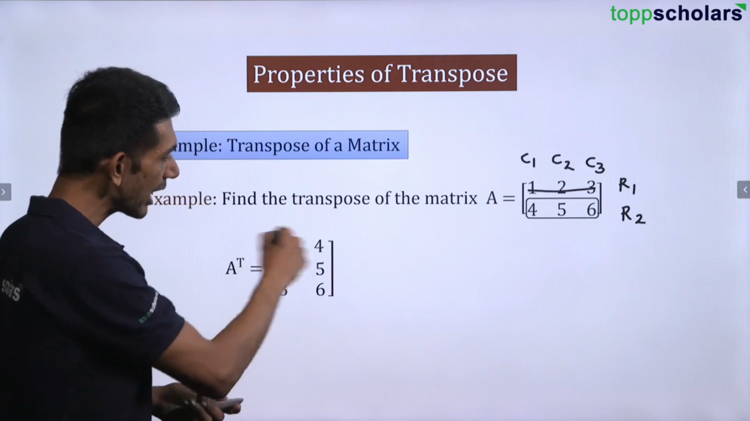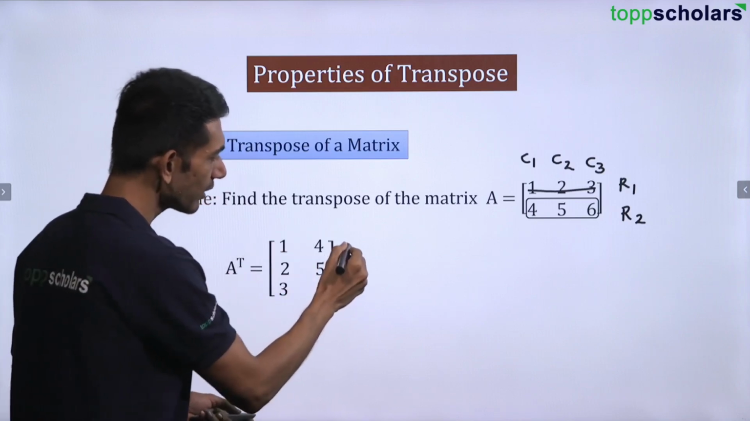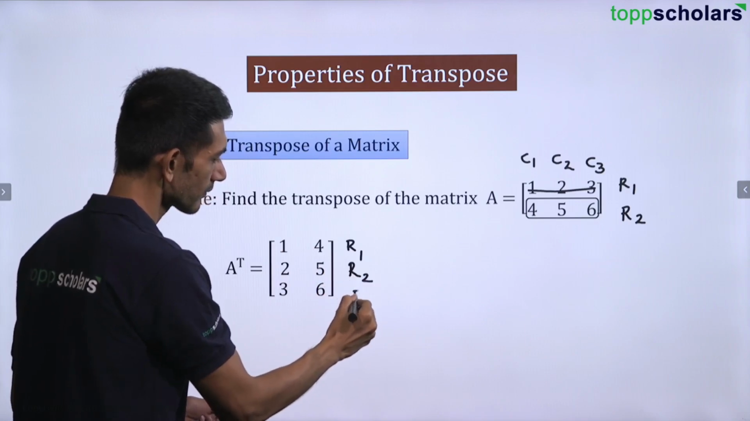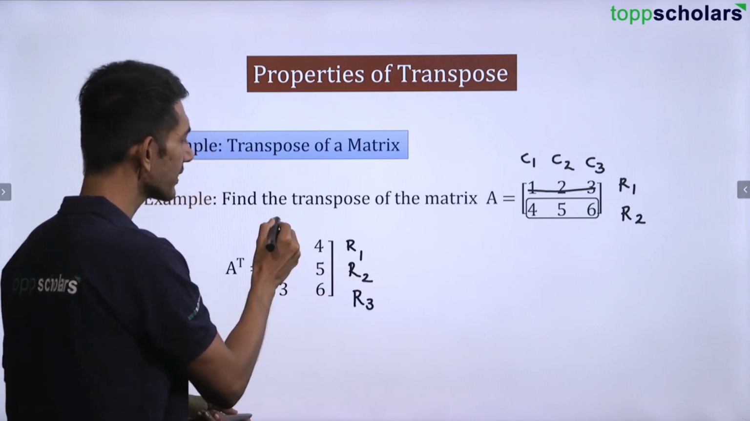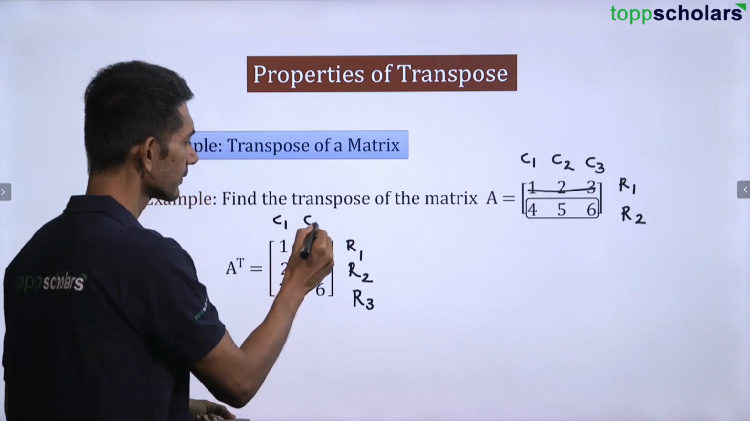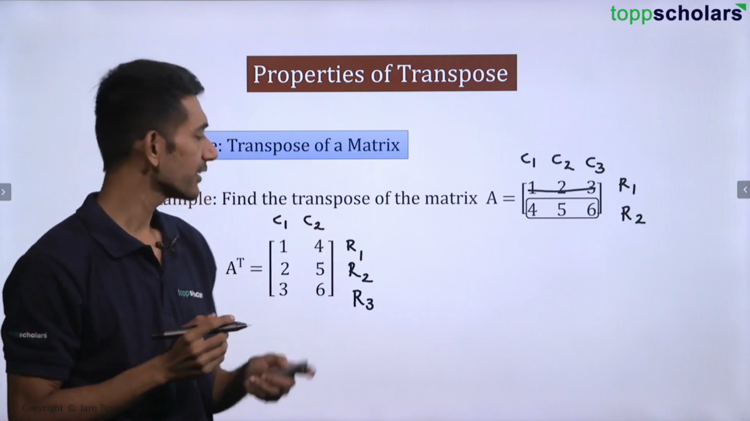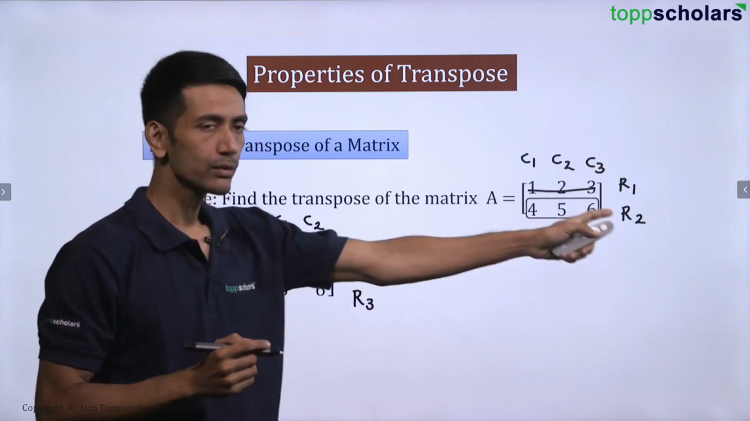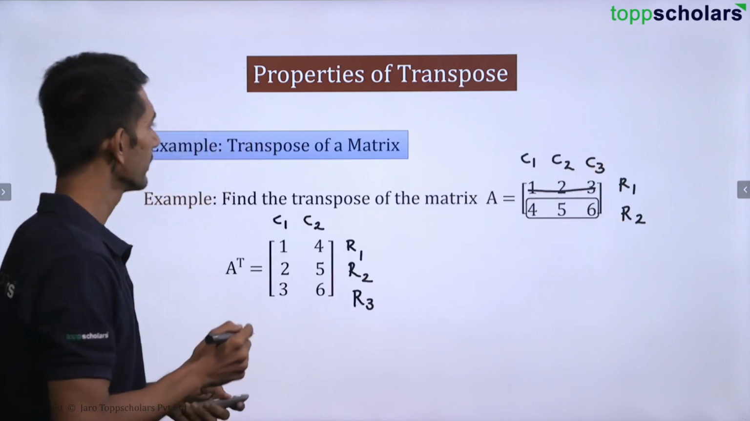If you see, now how many rows are there? There are 3 rows. How many columns are there? There are 2 columns, C1 and C2. Here we had 3 columns, here we have 2 columns. Here we have 2 rows, here we have 3 rows. Simple? Okay.